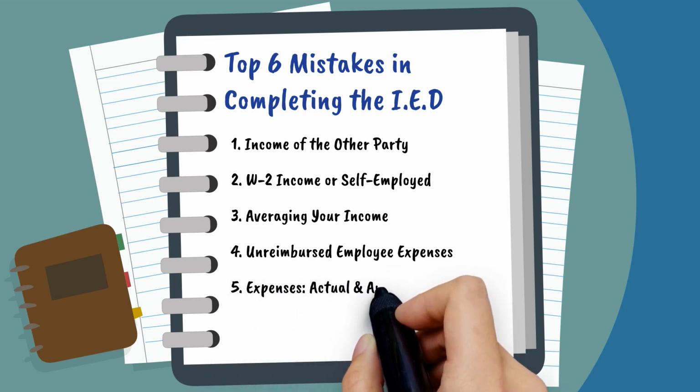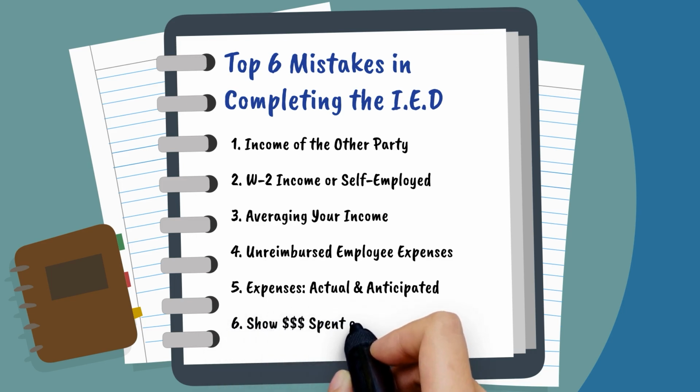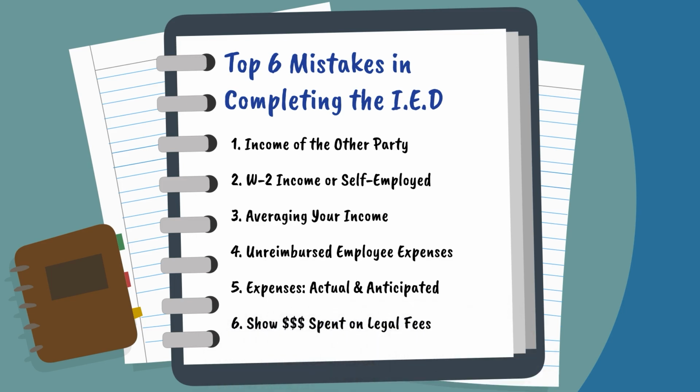Number 5 is expenses, actual versus anticipated. You may have present expenses, but for example, if you're moving out, you may have future anticipated expenses that are higher than your actual, and you want to tell the judge that. And lastly, number 6 is you want to show the expenses you've paid for legal fees, even if presently you don't have an attorney.